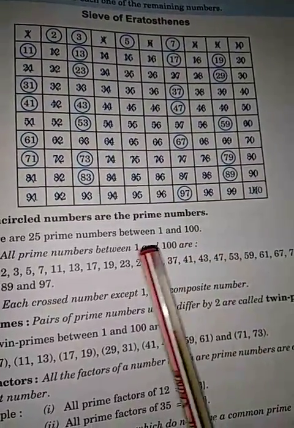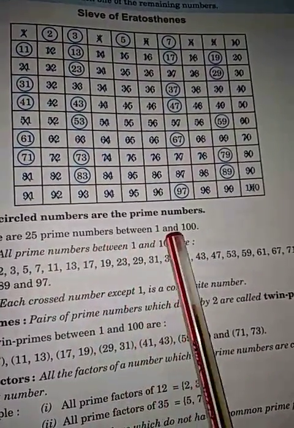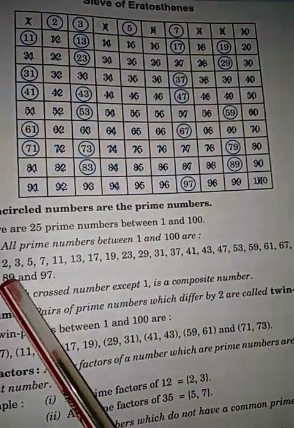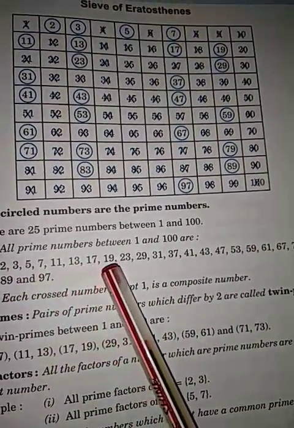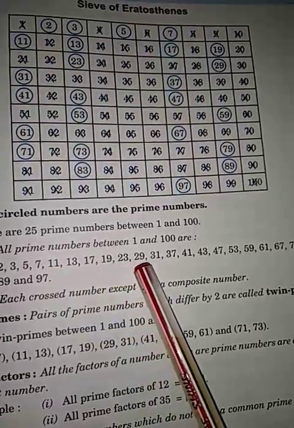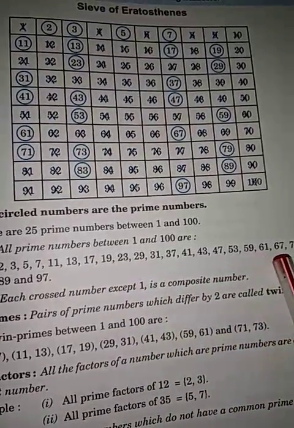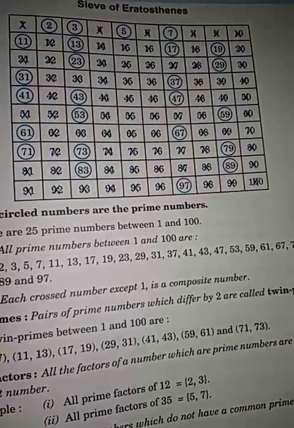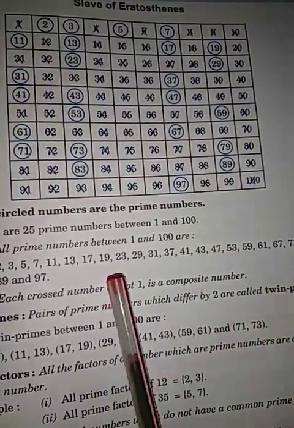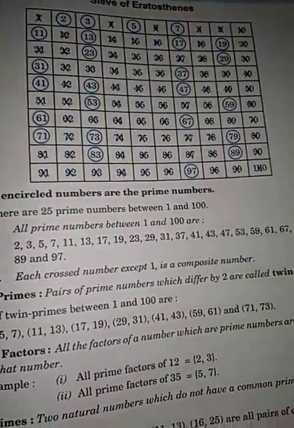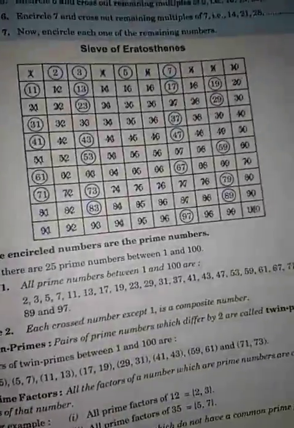How many prime numbers are there? 25 prime numbers between 1 and 100. All the prime numbers between 1 and 100 are 2, 3, 5, 7, 11, 13, 17, 19, 23, 29, 31, 37, 41, 43, 47, 53, 59, 61, 67, 71, 73, 79, 83, 89 and 97. Each crossed number except 1 is a composite number.